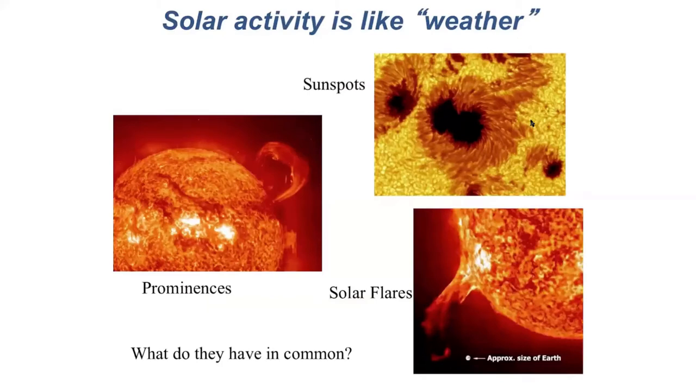And this solar activity is kind of like weather in that things come and go, and there are storms, and there are energetic activities happening on the surface of the sun. And all of these are kind of related, but not in terms of what causes them. They are very different in terms of how they appear, right?